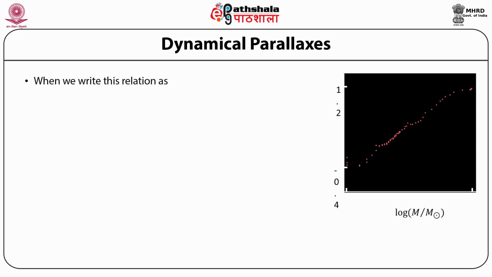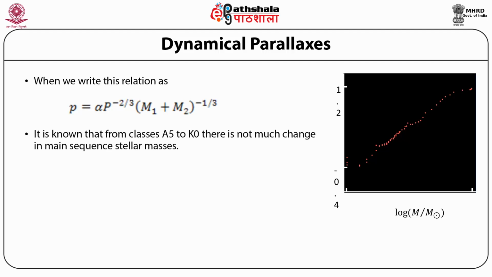When we write this relation as small p equals alpha P to the power minus 2 by 3 into (m1 plus m2) to the power minus 1 by 3, we find that any uncertainty in the knowledge of masses contributes only one third as much as the uncertainty in the parallax. It is known that from classes A5 to K0, there is not much change in main sequence stellar masses. So, starting with reasonable masses, say 2 solar mass, we calculate the parallax p.